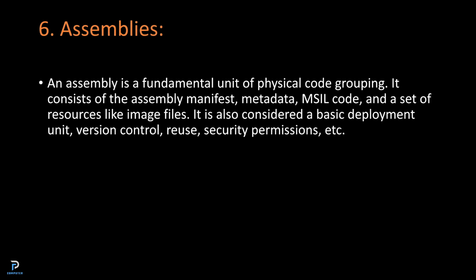6. Assemblies. An assembly is a fundamental unit of physical code grouping. It consists of the assembly manifest, metadata, MSIL code, and a set of resources like image files. It is also considered a basic deployment unit, version control, reuse, security permissions, etc.